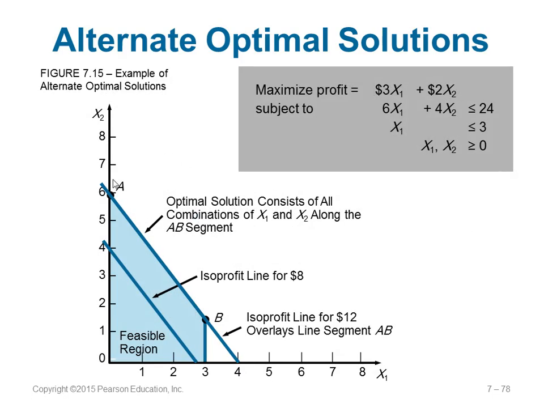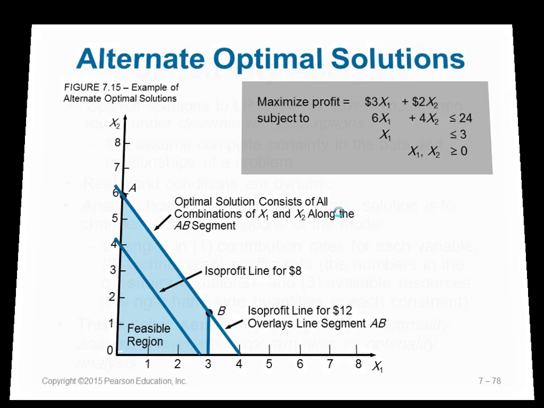For example, if you have the feasible region like this, all this colored area, then anywhere between A and B, from this point to this point, any combination on the line is an optimal solution. You can take anything.